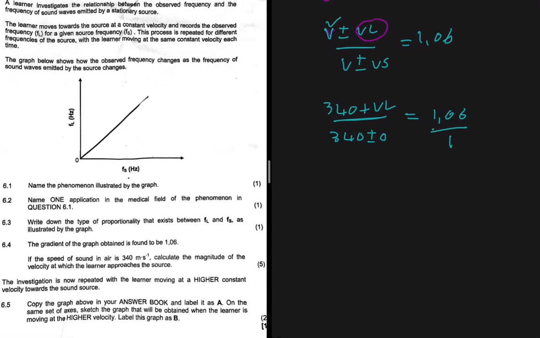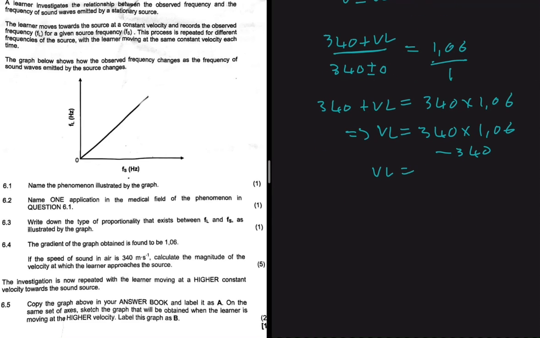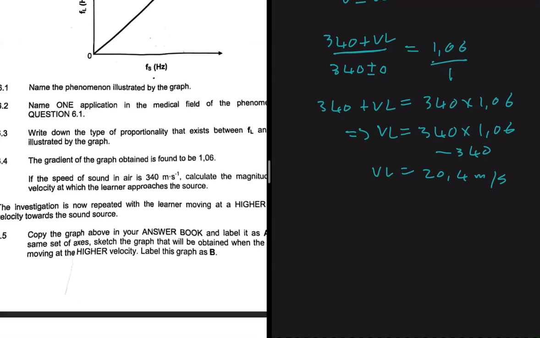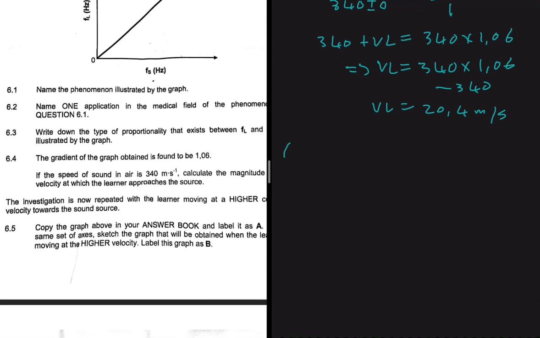So if we cross multiply here, we should get 340 plus VL being equal to 340 multiplied by 1.06. So here it should be easy to see that VL will be equal to 340 multiplied by 1.06 minus 340, right? So VL should be equal to 20.4 meters per second, right? And that's how we solve that problem basically. Now let's do the last problem, 6.5.